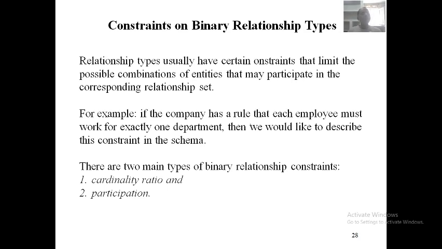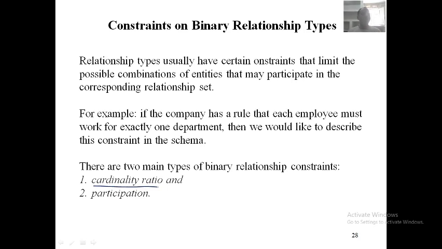First, there are two main types of constraints in the binary relationship. First one is cardinality ratio. What is that? Cardinality ratio is the first constraint which is there on the relationship type.